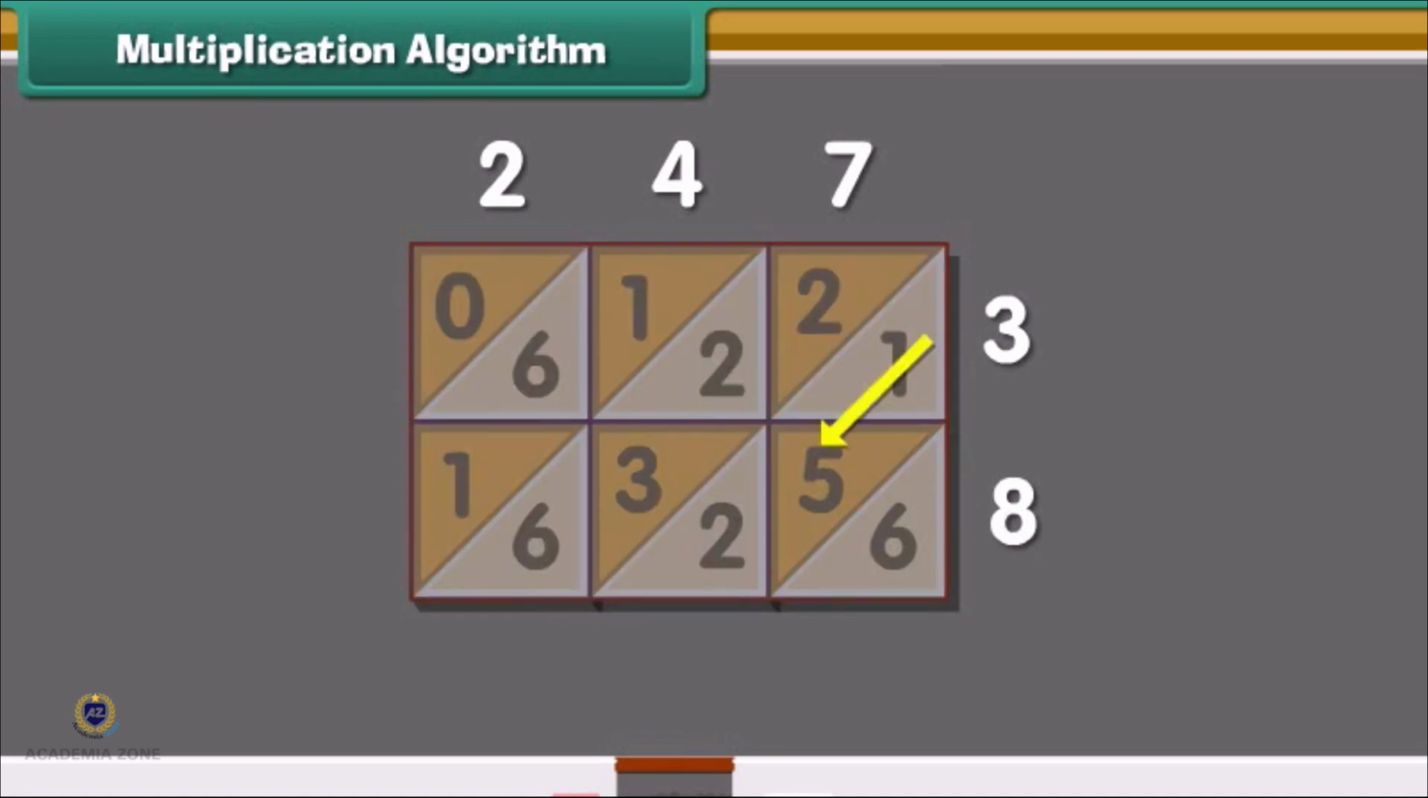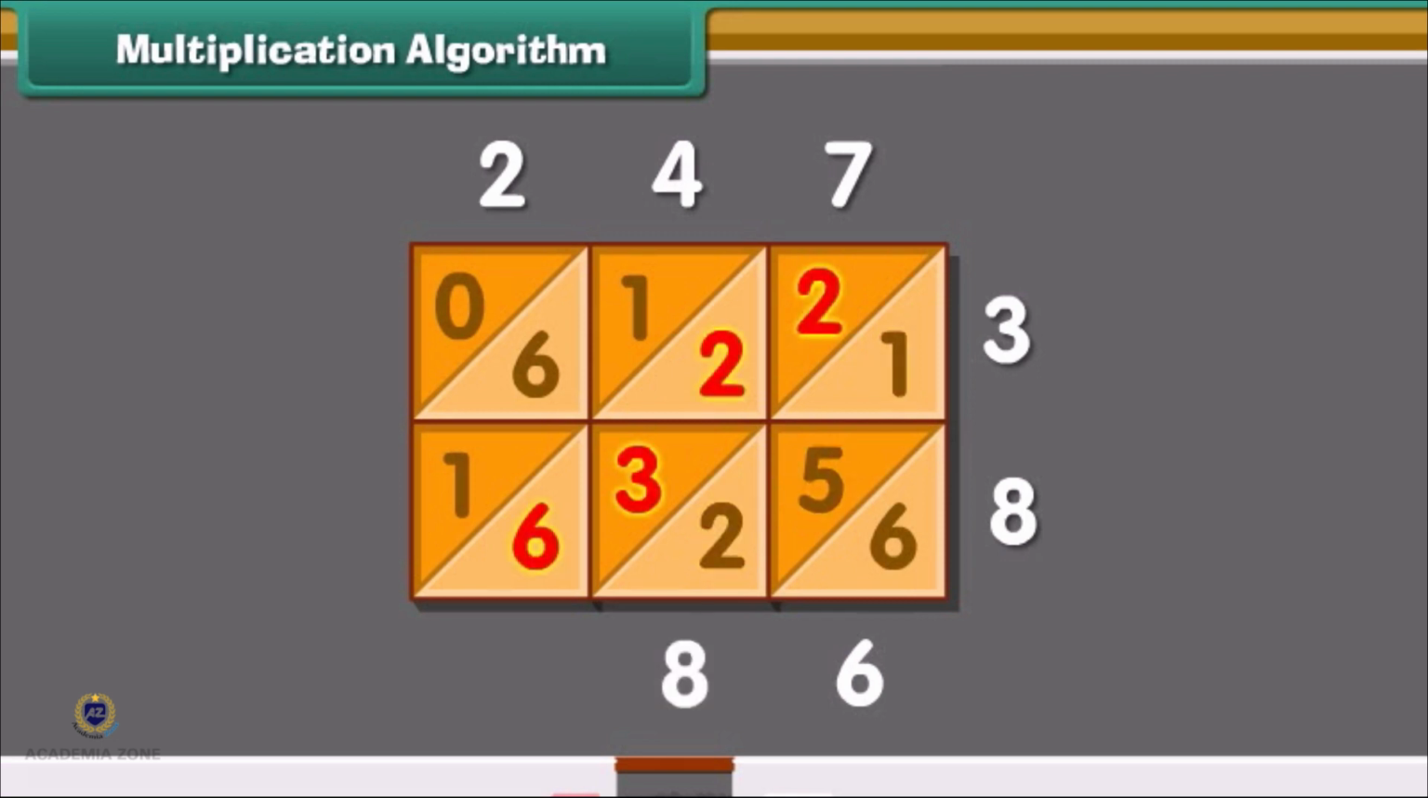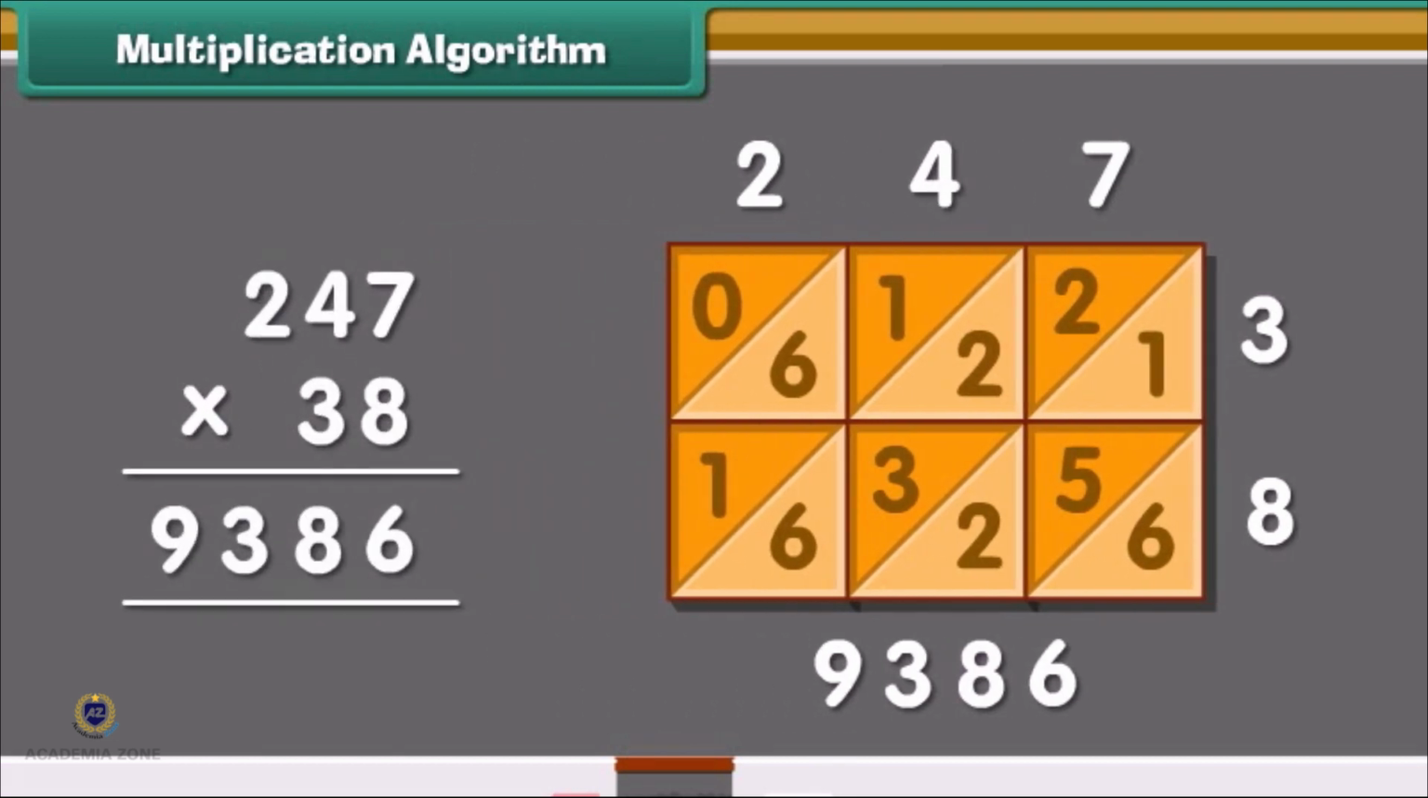Now start at the bottom and add down the diagonal strip. Write 6 as it is. 2 plus 5 plus 1 is 8. 6 plus 3 plus 2 plus 2 is 13. We get a 2-digit answer. So, we just write 3 below and carry 1 in the next strip. 1 plus 6 plus 1 is 8. Add 1 carry to the answer. We get 9 and 0 is 0. We get the answer 09386. Thus, we have the answer of 247 into 38 as 9386.